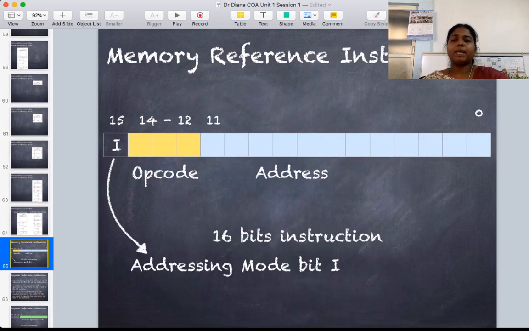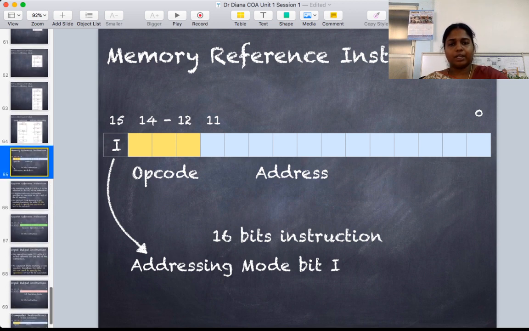So this is the basic instruction format of a memory reference instruction. It has the MSB, or the addressing mode bit I. It can either be 0 or 1. Its value is 0 for direct addressing mode, and its value is 1 for indirect addressing mode. And then you have 3 bits, 14 to 12, which represent the operation to be performed on the data, and it is called the opcode, and bits 0 to 11 indicate the address of that particular instruction.